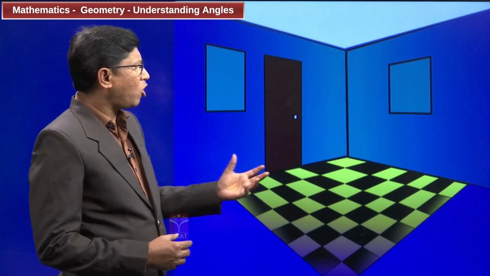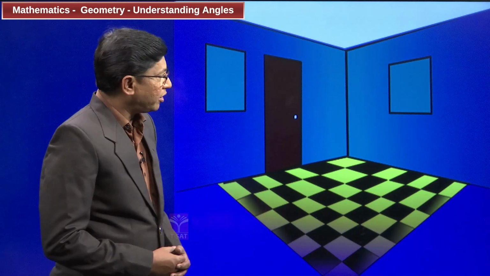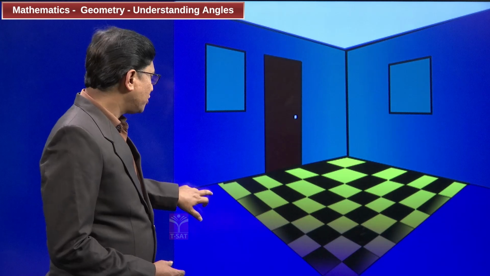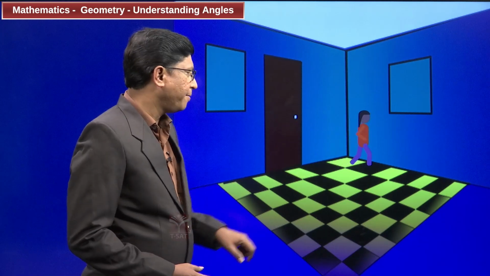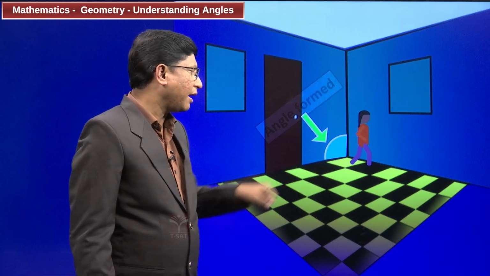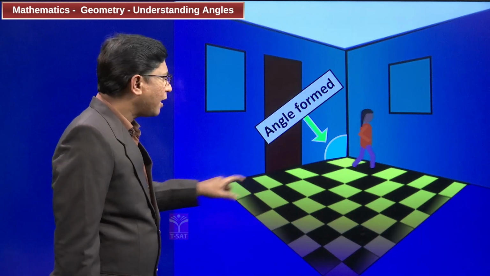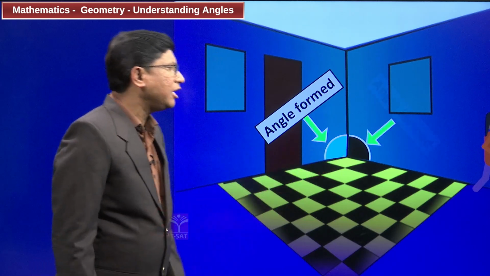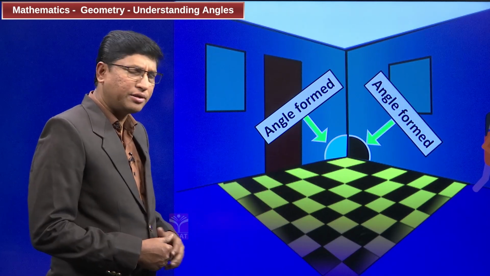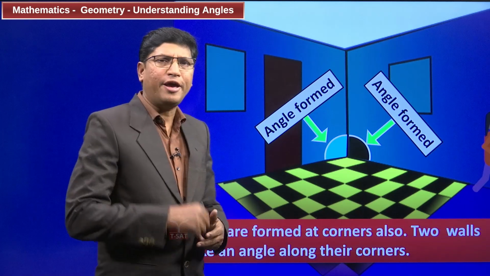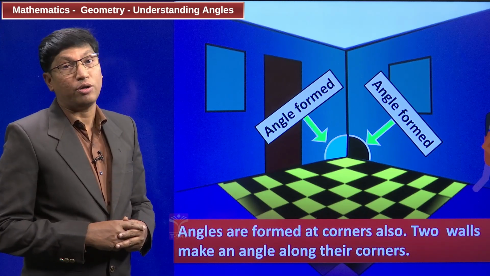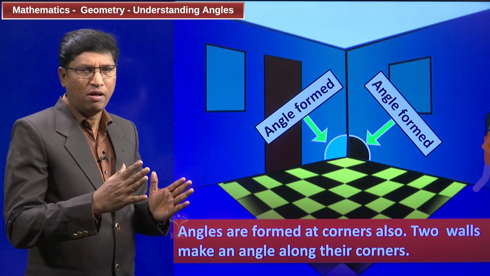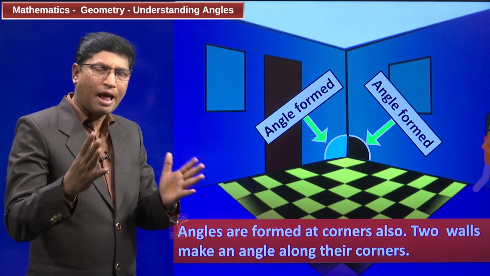So next let us see the corner of a room. Maybe it is your home or maybe a classroom. Now if you walk around this corner, you can observe that at this corner an angle is formed. Now from that corner again you move further. Again at this place also, if you notice, another angle is formed. What do you notice from this, children? You will notice that angles are always formed at corners also. And here you can notice two walls are forming an angle, right?